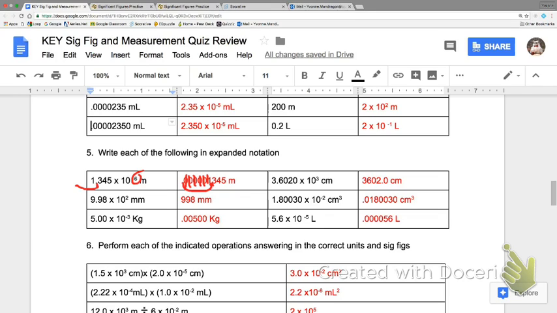A positive exponent tells you that it's a value that's bigger than 1. So for example, the next one, 9.98 times 10 to the second. Since it's positive, it means we want to increase this value, and we're going to move that decimal point the same number of places as the exponent. So we're going to move the decimal point 2 spaces to the right, and when we do that, we come up with 998. Don't forget your units there, millimeters.